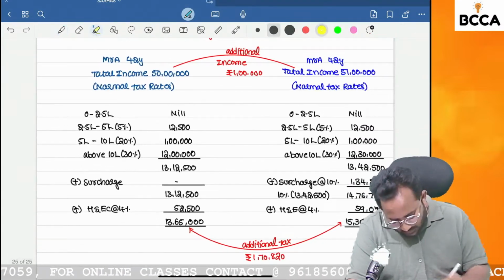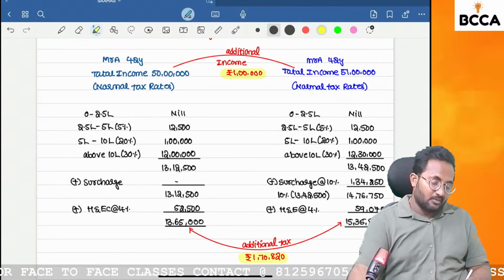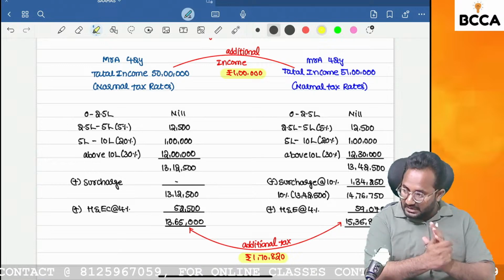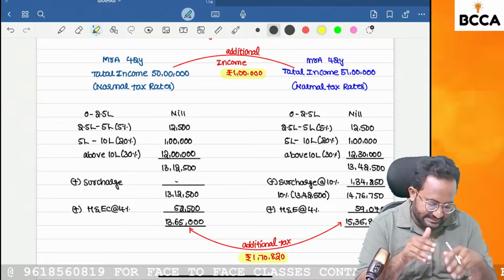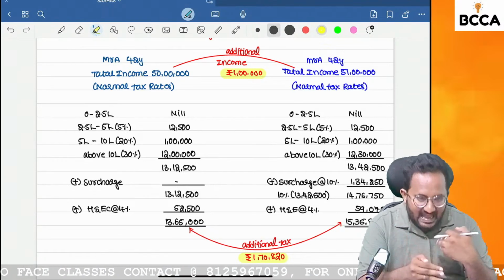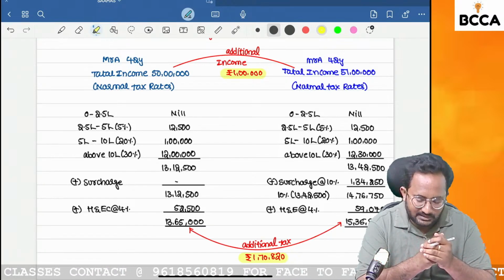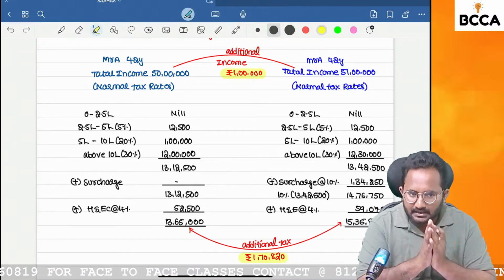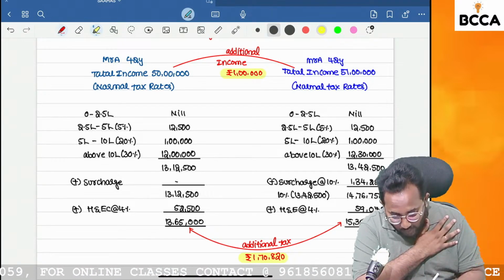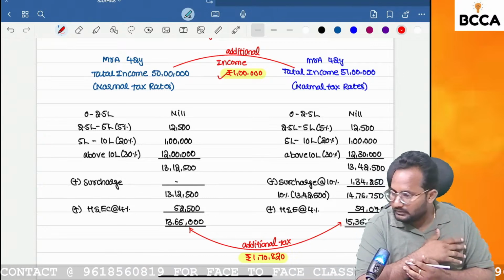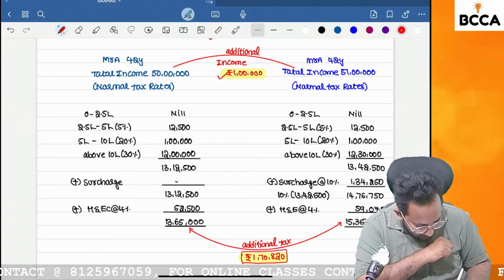I am earning 1 lakh additionally. In this case, the additional tax I am paying is 1 lakh 70,820. So will it be moral? Instead of levying more tax than the additional income, please take out that 1 lakh. So I will pay the tax on 50 lakh, and the additional 1 lakh earned should be taken out, instead of levying more tax than the additional income.